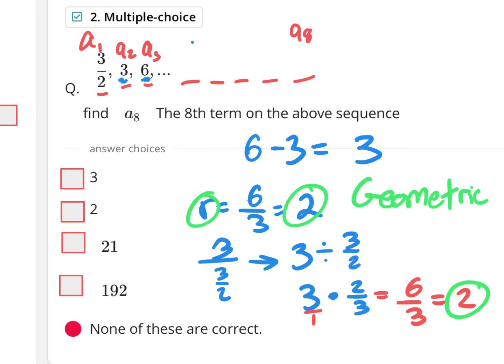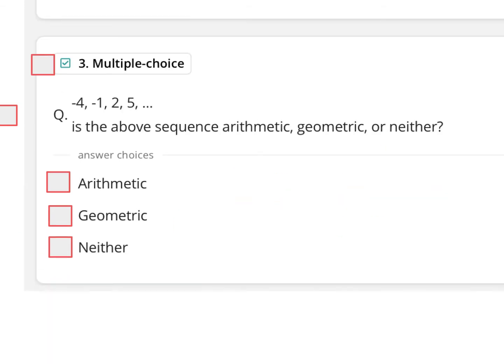And then we could continue with this pattern. 6 times 2 is 12. 12 times 2 is 24. 24 times 2 is 48. 48 times 2 is 96. 96 times 2 is 192, which means that's your answer right there. 192. Okay, moving on. Another straightforward question: is it arithmetic, which means that it has a common difference?